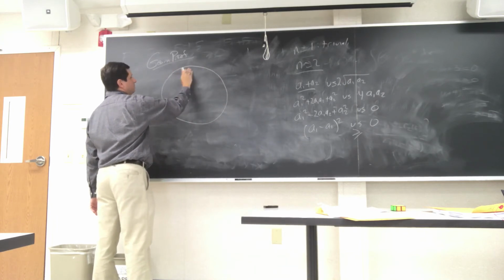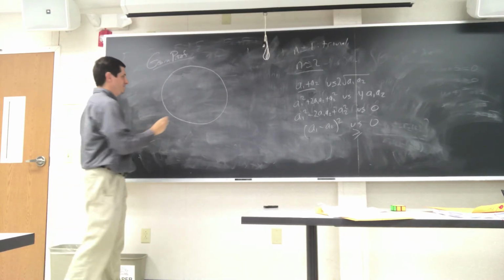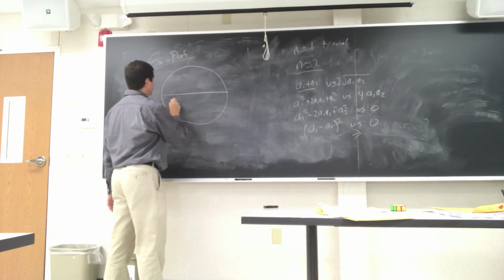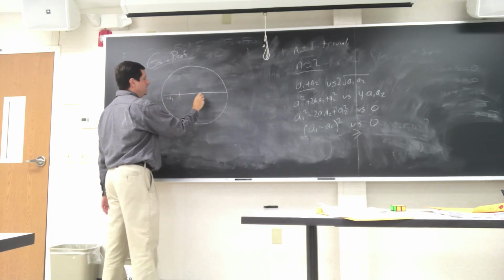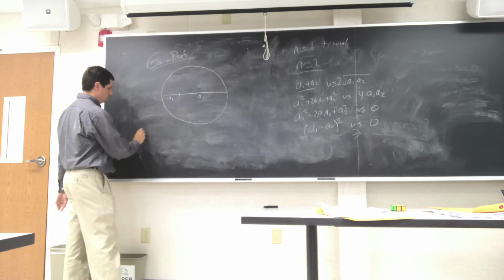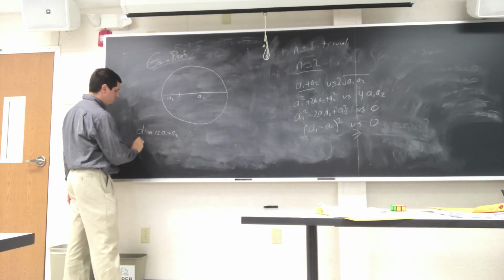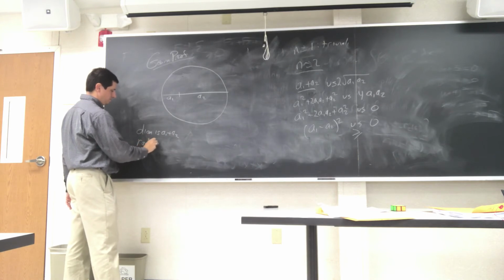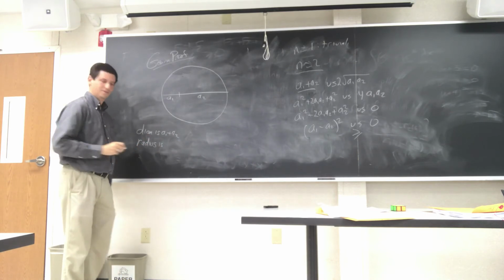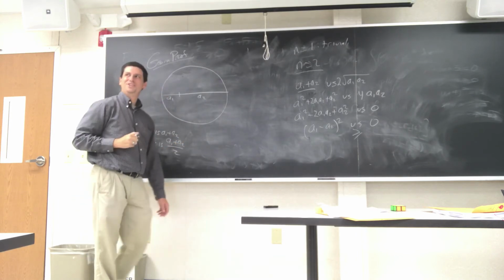So with a reasonable assumption, this is a circle. And I'm going to choose, here's my A1, here's my A2. So the diameter is A1 plus A2. So what's the radius? And geometrically, what is the radius?